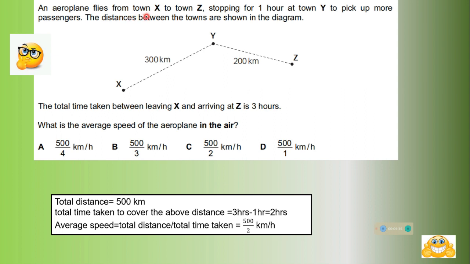An aeroplane flies from town X to Z, stopping for 1 hour at town Y to pick up more passengers. The distances between the towns are shown in the diagram. We have to calculate the average speed. So total distance covered is 500 km, 300 plus 200, and total time taken is 3 hours minus 1 hour because of the stop, so 2 hours. Now the average speed is option C, 500 divided by 2.